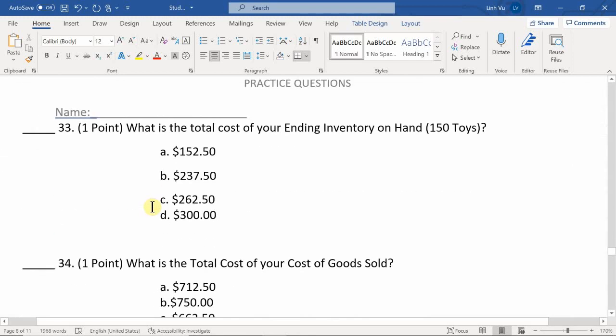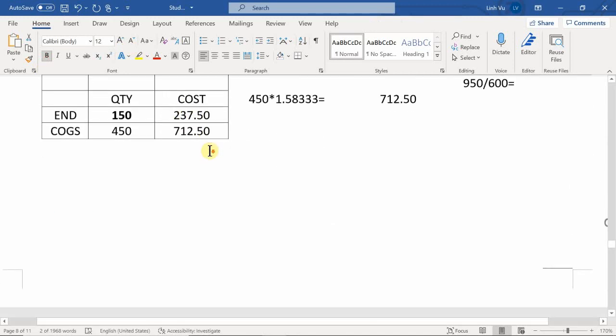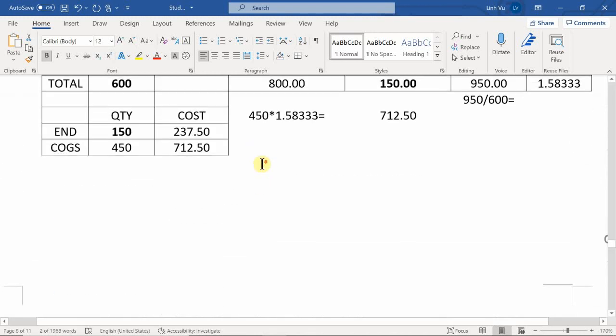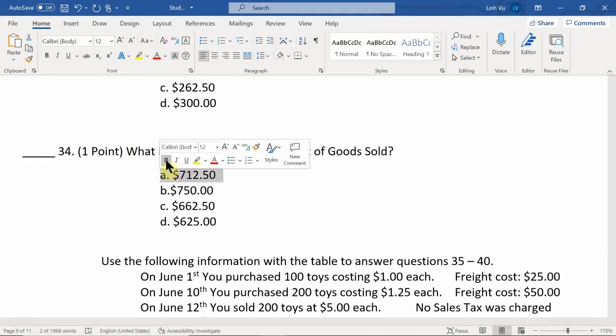Okay. So let's go ahead and take a look at the questions here. Question number 33, what is the total cost of your ending inventory on hand? Which we solved to be $237.50, right? I'm looking for ending balance. And the next question, number 34, says, what is the total cost of your cost of goods sold? Which we solved to be $712.50. So in this case, it is letter A.